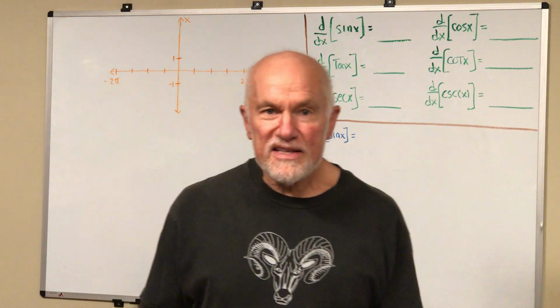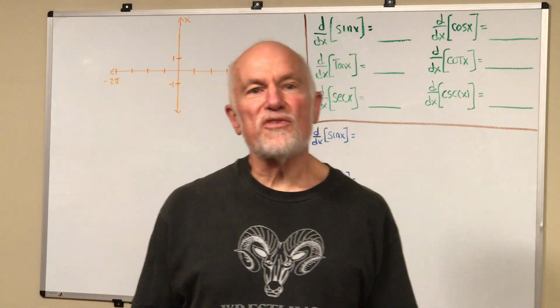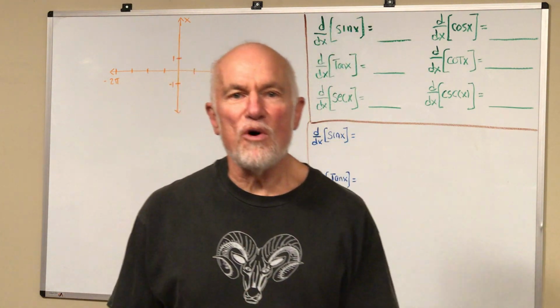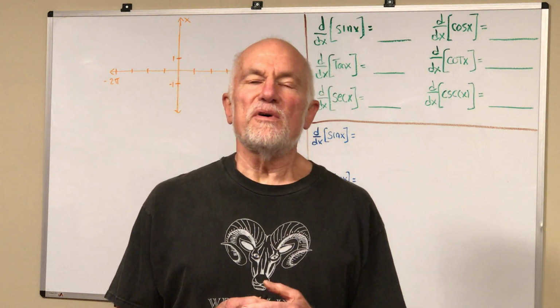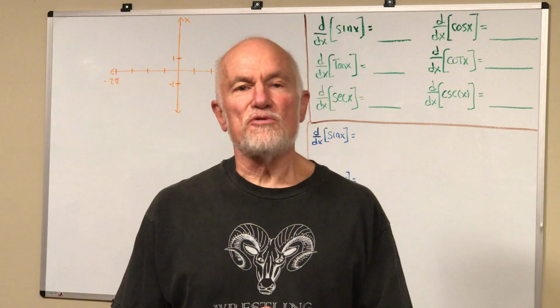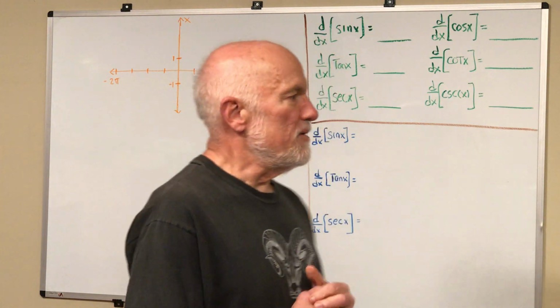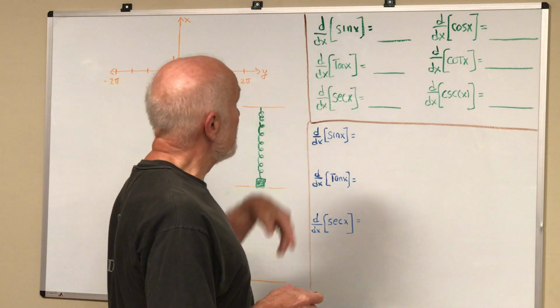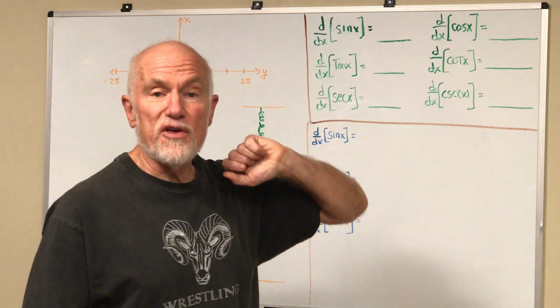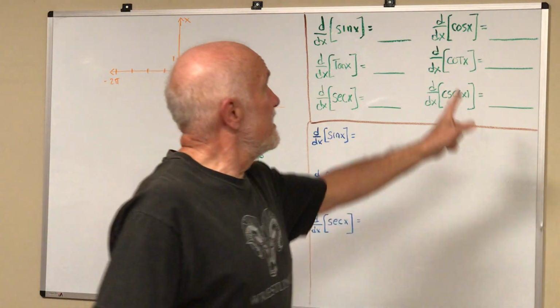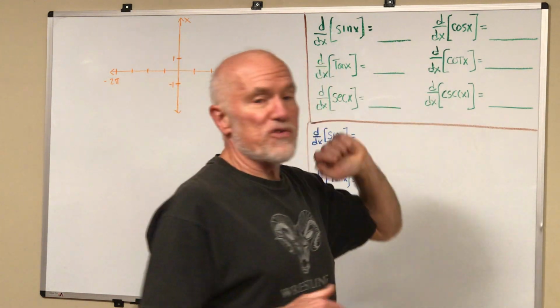We've learned how to take derivatives of all polynomials, and we've learned the product rule and the quotient rule, but trigonometric functions are so important that we should learn how to take derivatives of them. So we have 6 trigonometric functions: the sine, the tangent, the secant, and their cofunctions: the cosine, the cotangent, and the cosecant.